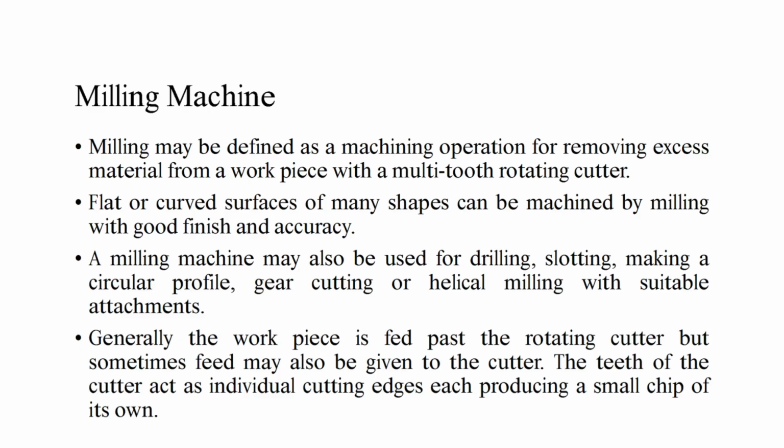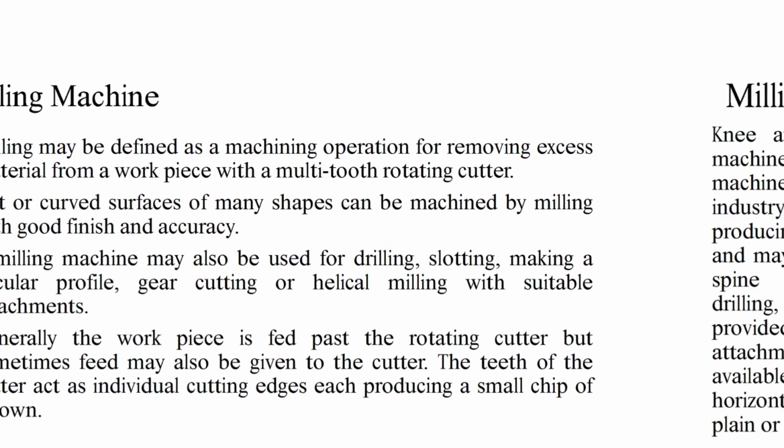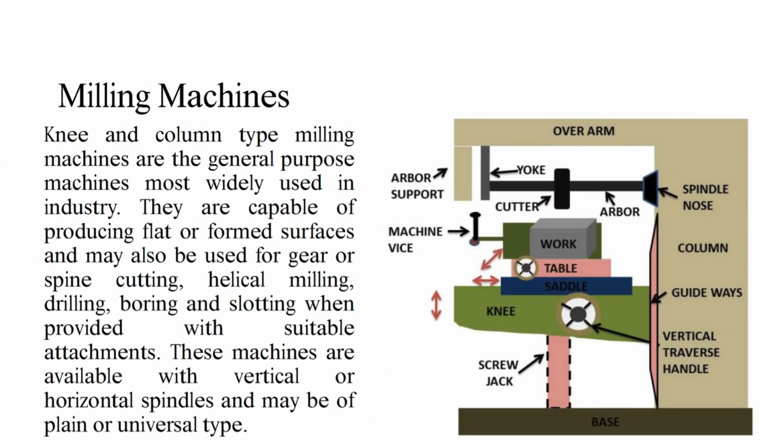Moving forward, let's explore the different types of milling machines. Knee and column type milling machines are the general purpose machines most widely used in industry. They are capable of producing flat or formed surfaces and may also be used for gear or spline cutting, helical milling, drilling, boring and slotting when provided with suitable attachments. These machines are available with vertical or horizontal spindles and may be of plain or universal type.